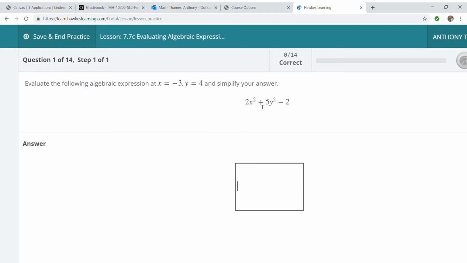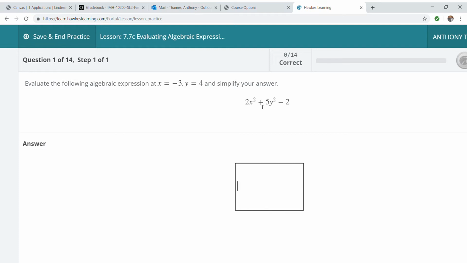When I plug in that -3 for x, if I put -3 squared in my calculator, whenever I put a negative raised to an exponent in my calculator, I must put parentheses around it. Must. So in your calculator, you need to do parentheses, -3, close parentheses, and then squared. Okay? You must do that. That's only a little tip that I would give for that one.